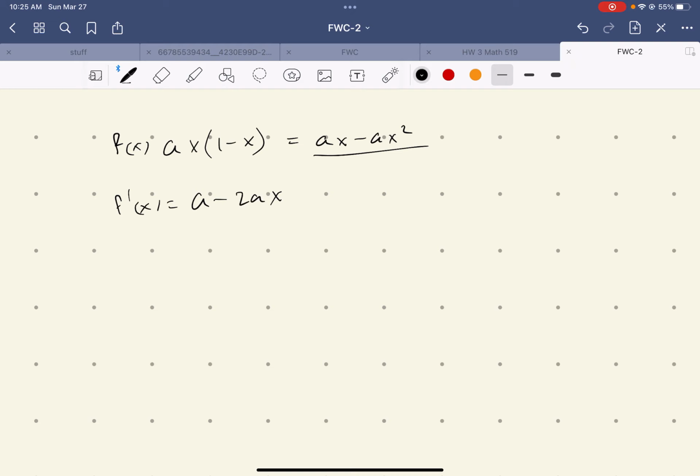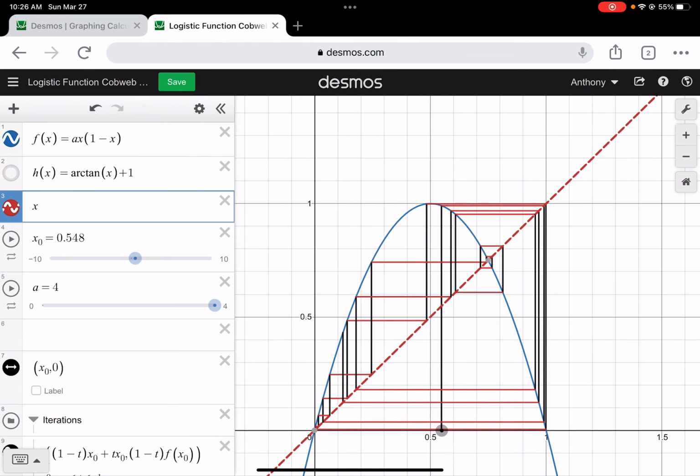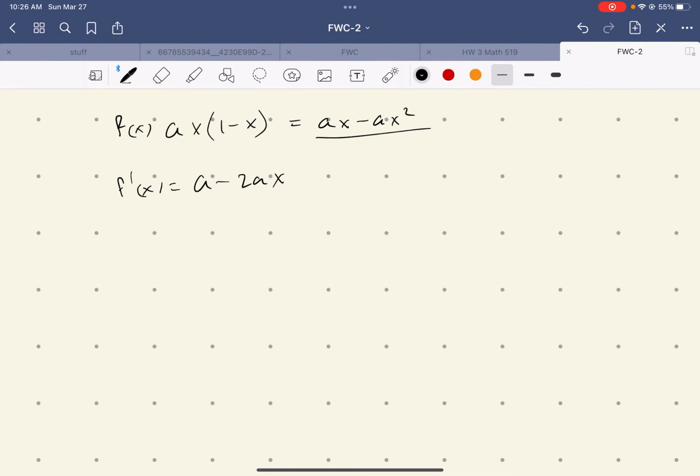And if you were to find that equilibrium point, well, actually here, we'll just have Desmos tell it to us. So if I tap on here and tap that point, 3/4. 3/4 is the equilibrium point we were interested in. So in our case, a was 4, so this would be 4 minus 8x, and the equilibrium point of interest was 3/4.